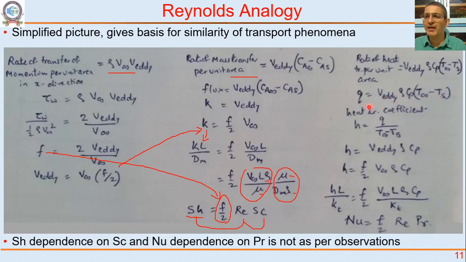I can divide by T infinity minus Ts. That's nothing but the heat transfer coefficient. You will do this in your heat transfer course. H is equal to V eddy rho Cp. V eddy we can write from here. It is friction factor multiplied by V infinity.